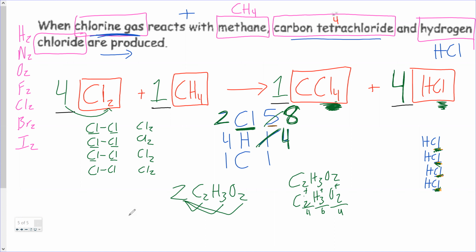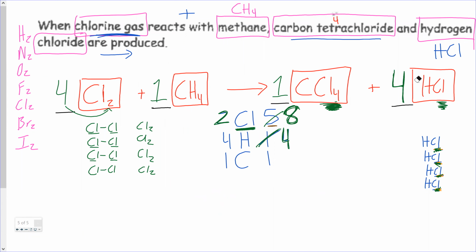Is that better? Did that help? Yeah, kind of. So the answer would be like 4 Cl2 plus 1 CH4, like that. Yes. Correct. So the balanced equation is 4 Cl2s plus 1 CH4 yields 1 CCl4, or carbon tetrachloride, plus 4 HCl. Okay. All right. Questions?